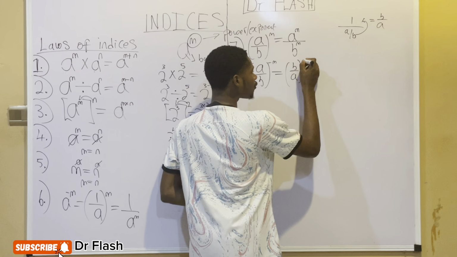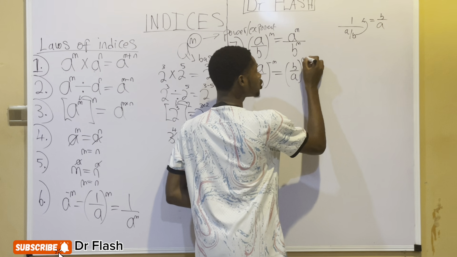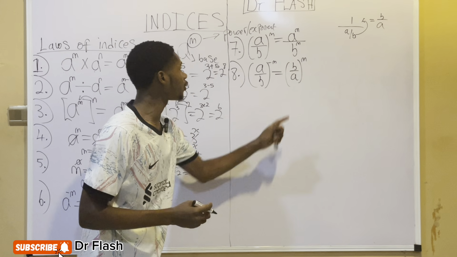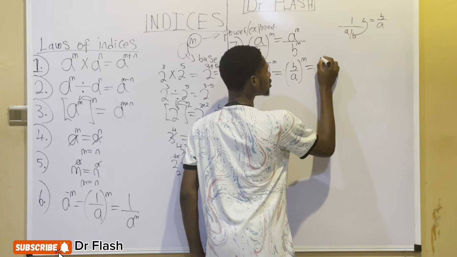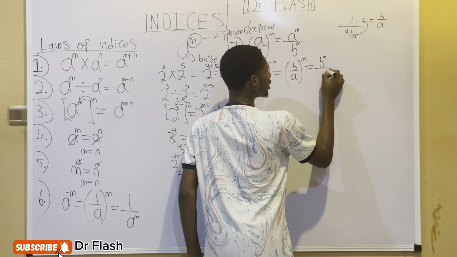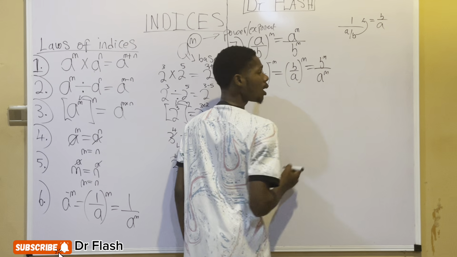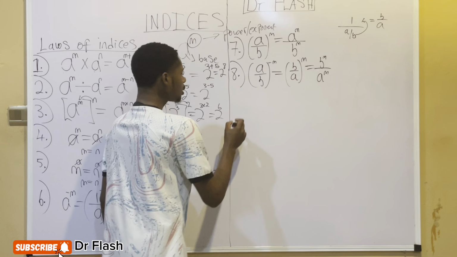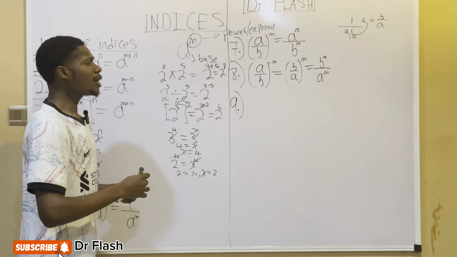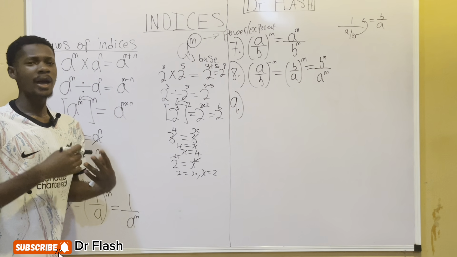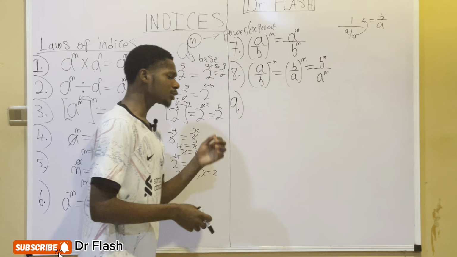Hence, we are going to be left with b over a all raised to the power of m. We can now simplify this further, just like law 7. Opening the bracket, this becomes b raised to the power of m divided by a raised to the power of m. Now, let us take law 9. For law 9, we are going to have a fractional exponent.